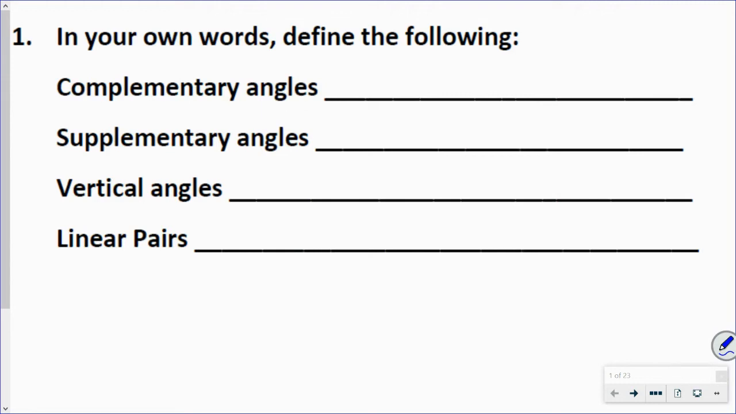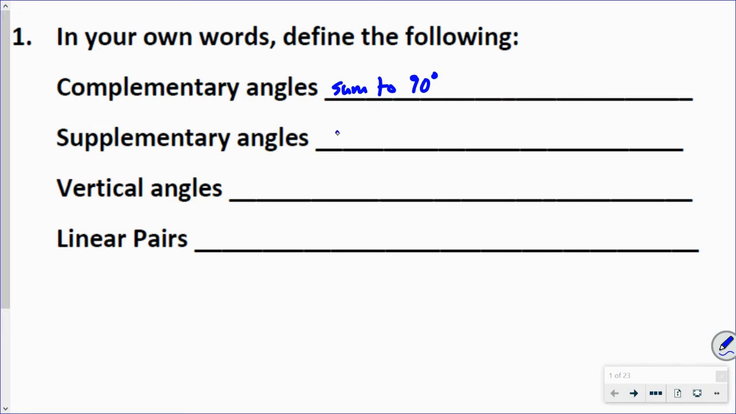Complementary angles. Complementary angles sum to 90 degrees. Okay, and these angles do not have to be touching in any way. They can be, and they most often are, but they can be separated. But as long as they add up to 90, then they're complementary angles.